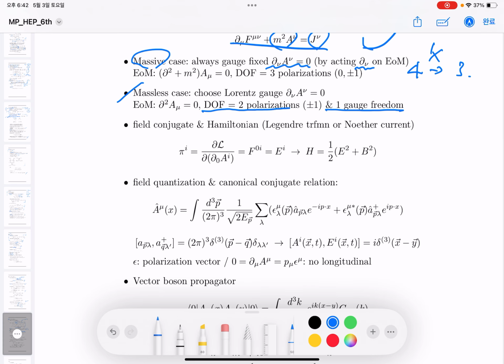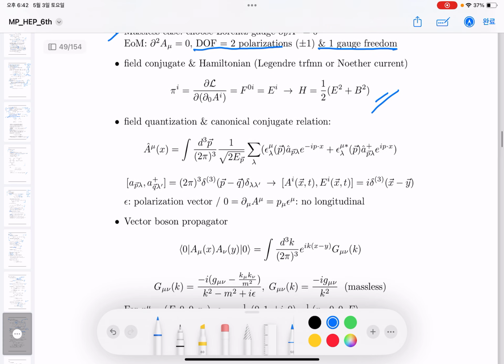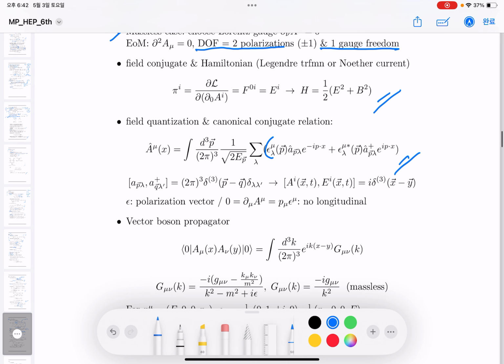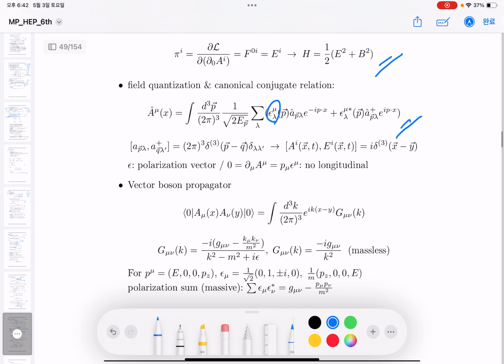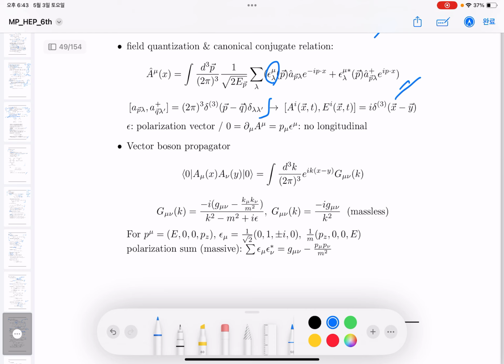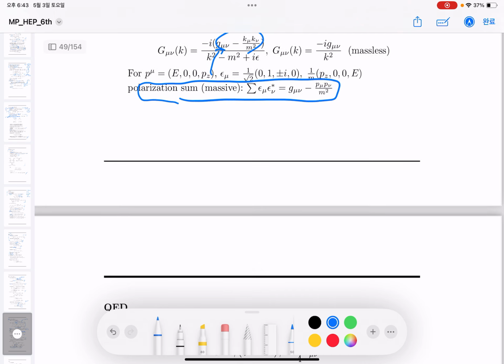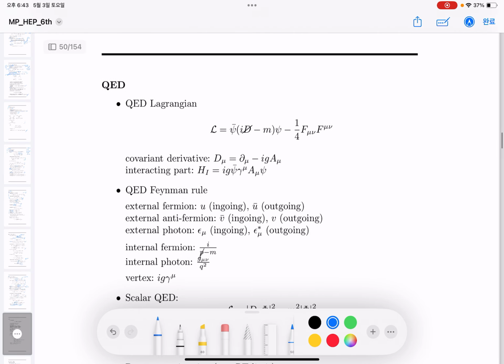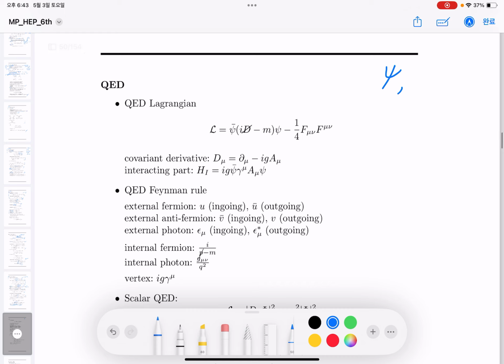So also we can define the canonical conjugation and the Hamiltonian density here, and the field quantization for the vector field. The polarization vectors will be added, and the canonical commutation relations are here. And the propagator has the polarization summation in the numerator, and such forms appear. For the massless case, there will be no such mass term. So by using the spin 1/2 field and the spin 1 field, we can construct the QED Lagrangian like a contemporary theory.